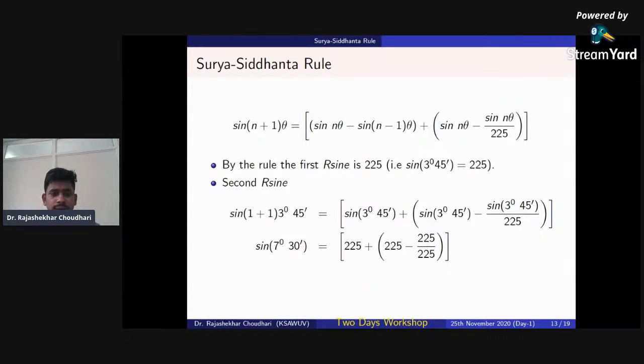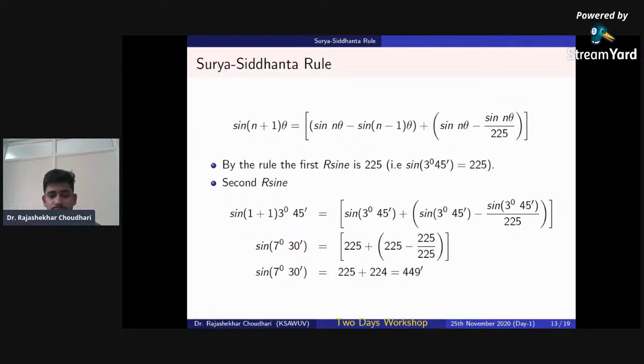So this is how we need to multiply. Sine 7 degrees 30 minutes is equal to sine 3 degrees 45 minutes, which is 225, plus the substituted value, and after simplification we will get 449. This is how we obtain the R sine values. In the same way, we find the remaining R sine values. I have already shown how to calculate the R sine value when n is equal to 1. You can similarly do it for 2, 3, and so on up to 23, so that you get all 24 R sine values.